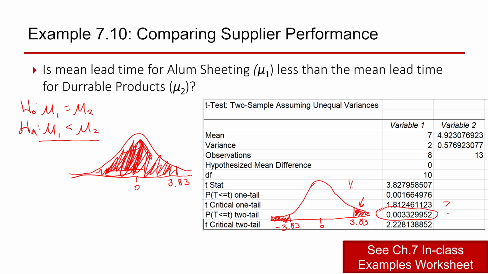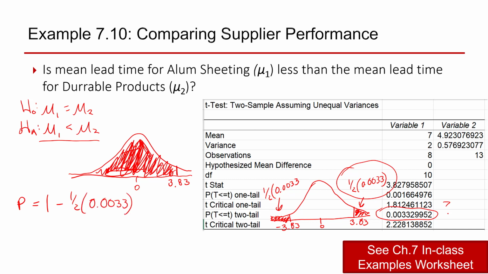There's half of the 0.0033 in this tail and the other half down in this tail. So what's this area that we need? It's 1 minus this upper tail area. So the p-value for this one is 1 minus 1/2 of the two-sided p-value.